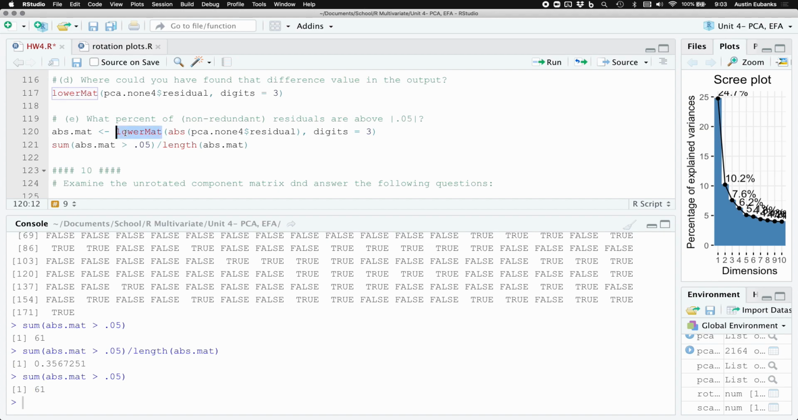So by using that lower matrix of the absolute values of the residuals to create absmat, we now have, basically, think of it as a list of the absolute values of all of the non-redundant correlations. If you turn it into a logical test and sum it, it will give you the count of 61. Divide that by the length, and you now have the percentage of 35.7%.